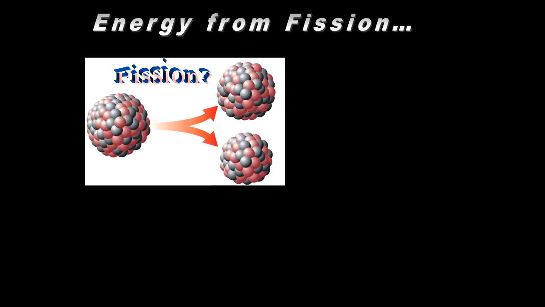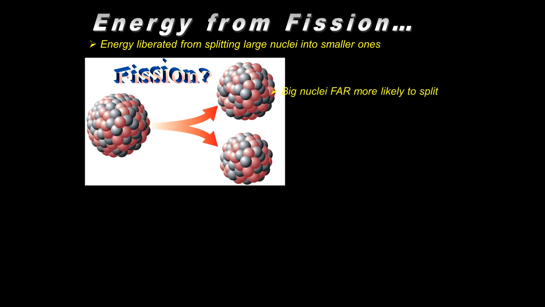So what other mechanisms are there? Well, we have something called fission. You've probably all heard of fission. It's the kind of energy that's liberated in events such as an atomic bomb or nuclear power. Basically, when you split apart a large nucleus into smaller ones, you liberate energy.